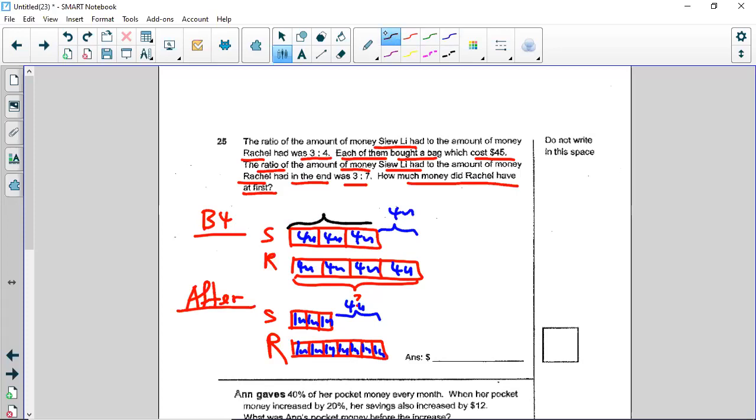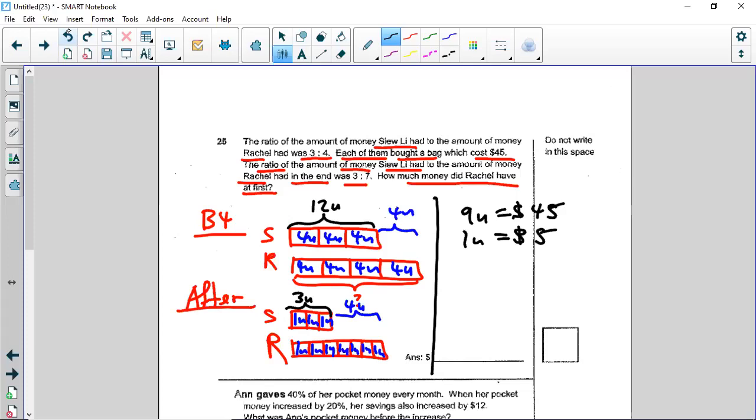So Sully has 12 units at first, and now she only has three units, right? She only has three units left. So she must have spent how many units? She must have spent nine units. Karina, understand, Karina? Okay, so Sully must have spent 9 units and Rachel also spent 9 units, which is $45. Then your 1 unit will be 45 divided by 9. So your 1 unit is $5.